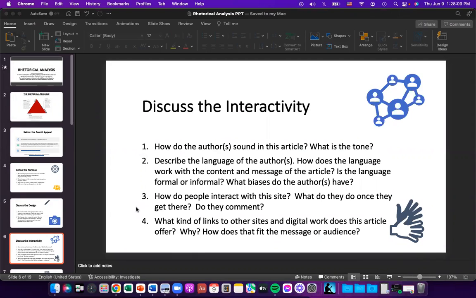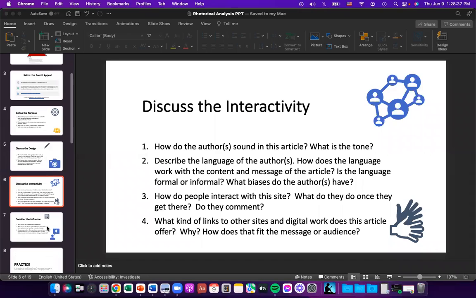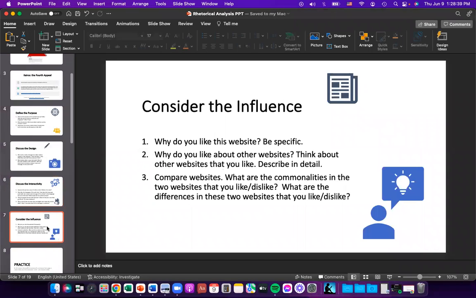Does the fact that people get to interact with this and express their own ethos do anything? Is there a link to someone's tweet as a way to quote them? Is there a link on the author's page where you can click the author, go to their individual page or their Twitter feed to see what that author is all about, and if they're qualified to write the material that they're writing? Consider the audience, or consider the influence.